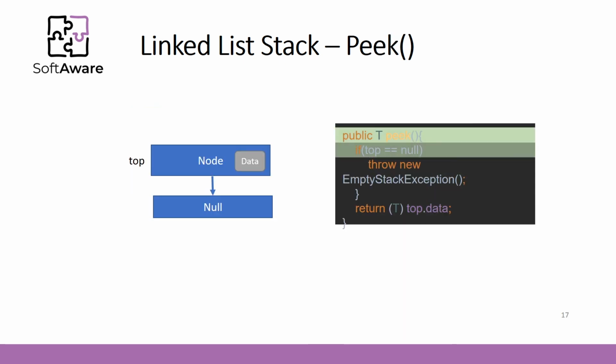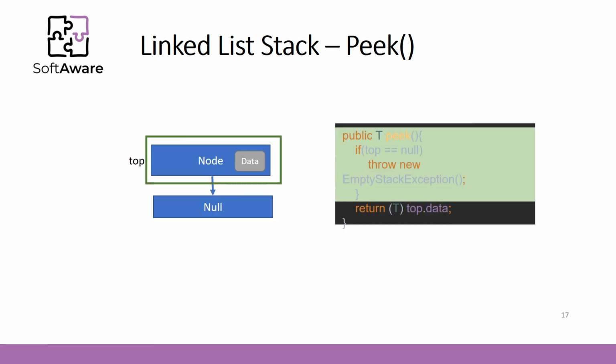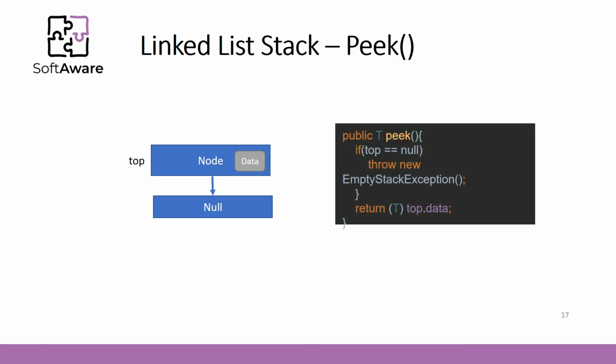The peek method basically returns the top node's data, and this way, we know what is stored at the top of our linked list.